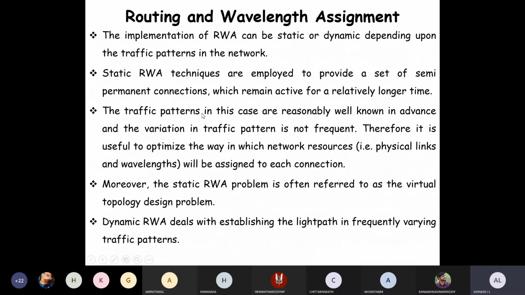Next, the implementation of RWA can be static or dynamic. In the static case, initially, before sending the signal, we define and consider the route. That is the initial, that is static. Dynamic means when the process is started, we do it at that time. That is called dynamic.